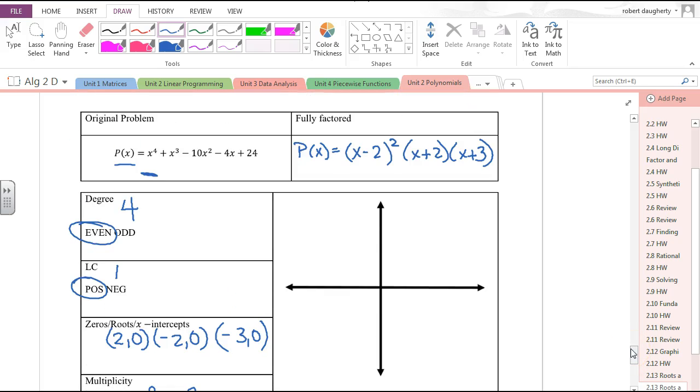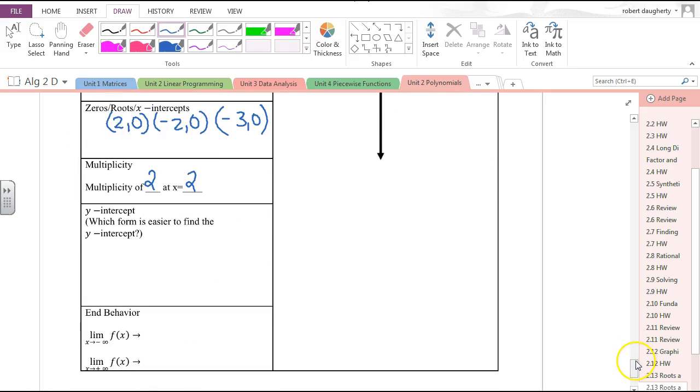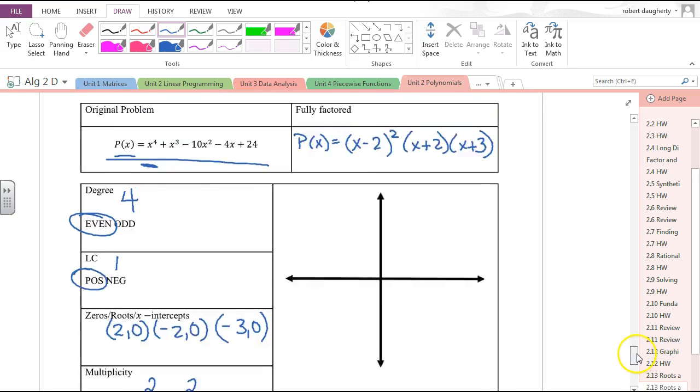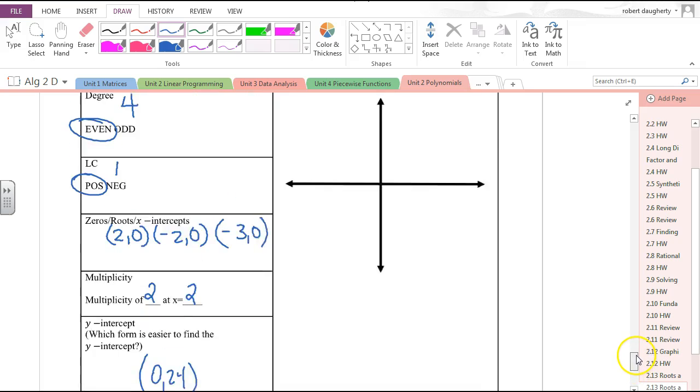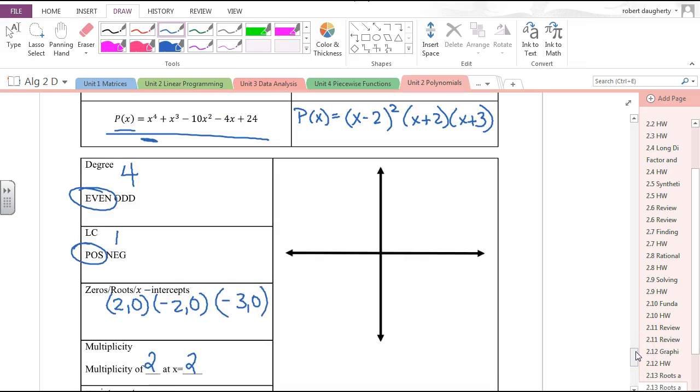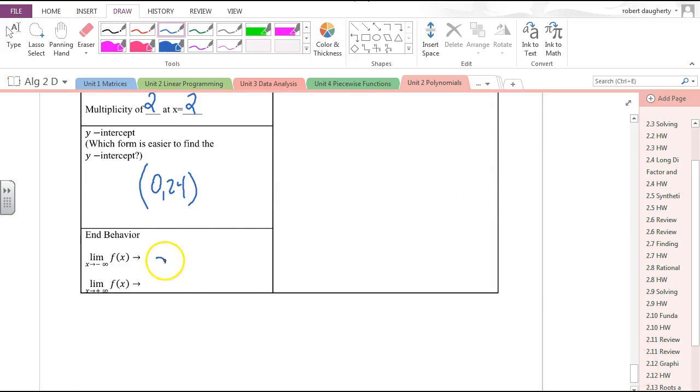The y-intercept, you get by plugging in x equals 0. Easiest place to do that right now is on the left. If you plug in x equals 0 right here, you get 0 plus 0 minus 0 minus 0 plus 24. So the y-intercept is 0, 24. Now you could also get that on the right by plugging in x equals 0, and you would get 4 times 2 times 3. You would also get 24. End behavior, so this is a 4th degree with a positive coefficient. This graph goes up on both ends. So this graph in both directions heads toward infinity.